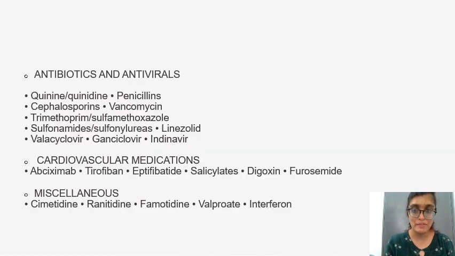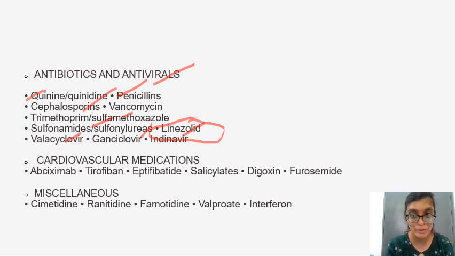This is not related to ITP, but it is a very important MCQ, so I'm covering it here. Some antibiotics and antivirals that cause thrombocytopenia are quinine, quinidine, penicillin, cephalosporin, vancomycin, trimethoprim-sulfamethoxazole, sulfonamides, sulfonylureas, and linezolid. Linezolid is very important because in certain orthopedic infections they prescribe it for a long period of time, and if not recognized, it can cause permanent bone marrow suppression.